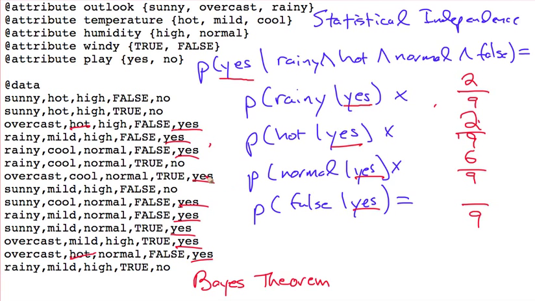Finally, we look at the last column. Out of all the yes instances, we count the falses. So 1, 2, 3, 4, 5, 6.